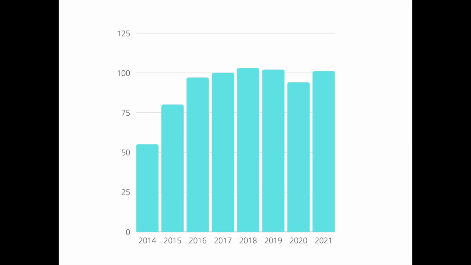And since 2014, after the Narendra Modi government was formed, India's rank slipped from 55 and it's been declining since then. It was 80 in 2015, 97 in 2016, 100 in 2017, 103 in 2018, 102 in 2019, 94 in 2020, and now it's 101.